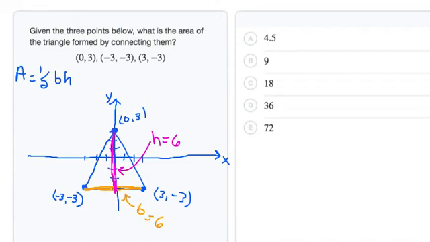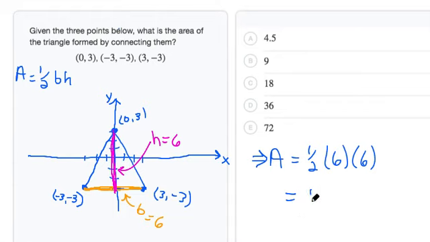Now knowing these two values, we can just plug right into our equation for our area. So let's go ahead and do that over here for a little bit more space. A is equal to 1/2, our base is 6, and our height is also 6. And we just need to simplify a little bit. So 6 times 6 we get 36, and divided by 2 we'll end up with 18. And so our final answer choice would be answer choice C, 18.